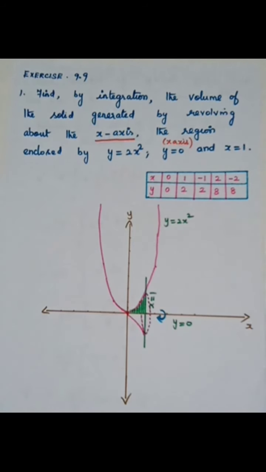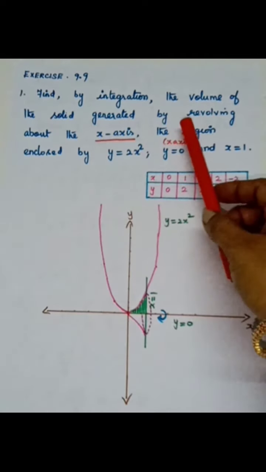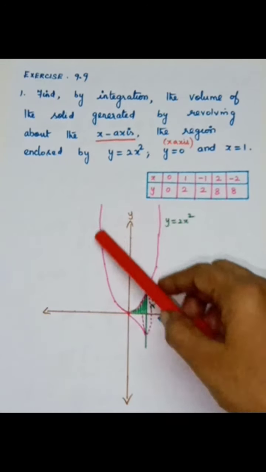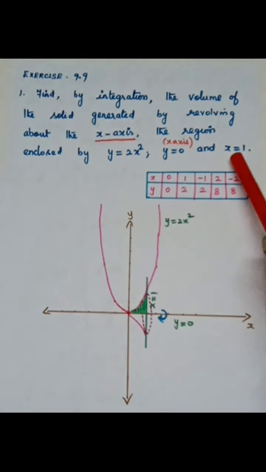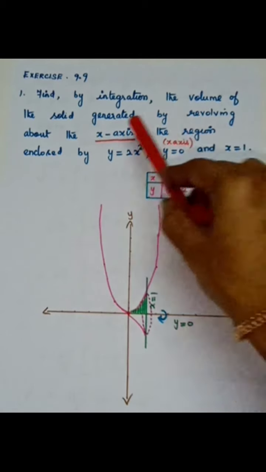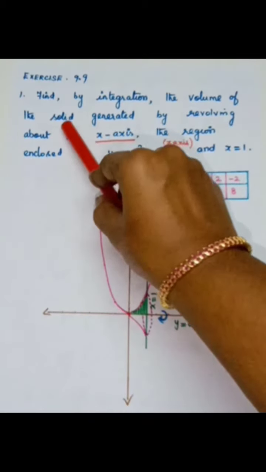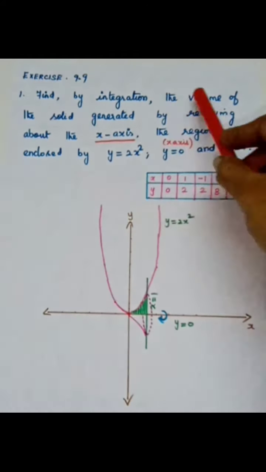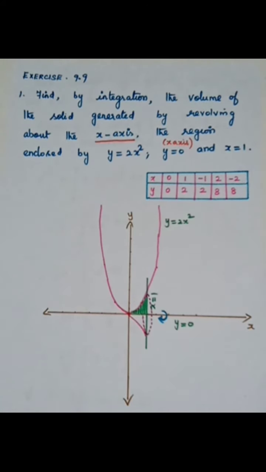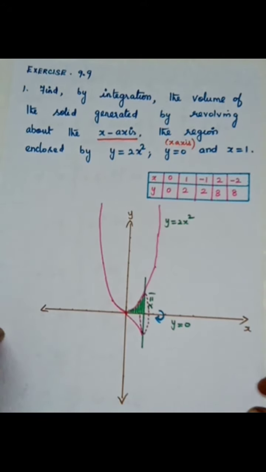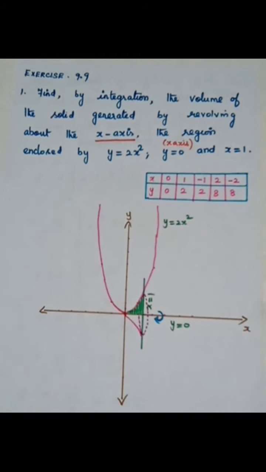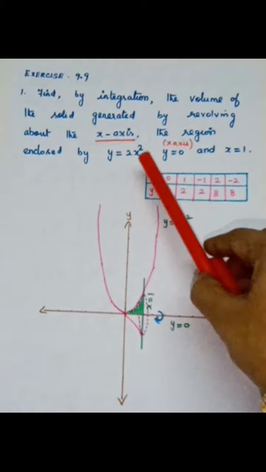So using integration, you are going to find the volume of the solid. How is the solid generated? It is the region enclosed by the curve, the x-axis and x is equal to 1. This region is revolved about the x-axis. You will get a solid, and using integration you are going to find its volume. So first we have to mark the area of the region. The curve is given: y is equal to 2x squared. What is it?